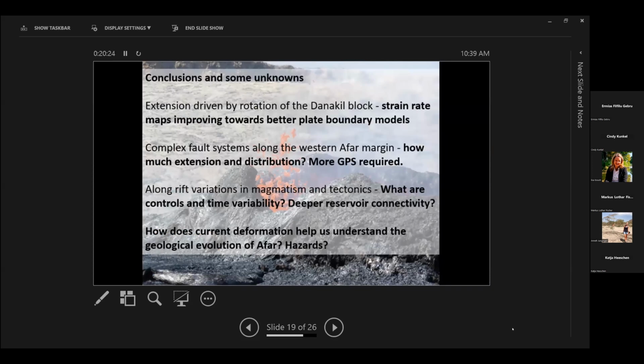So I'll conclude there. Overall, the deformation of the Danakil area is driven by the rotation of the Danakil block. We are generating a much better understanding of the distribution of strain by incorporating things like seismicity, with a complex fault system on the western rift margin. But it's still unknown how much extension there is in total, because we only have seismicity, we don't have GPS or InSAR to measure the total extension there. And in the Danakil rift, there are strong indications of significant along-rift variations in the amount of magmatism and faulting.